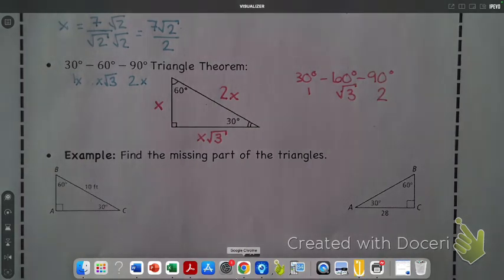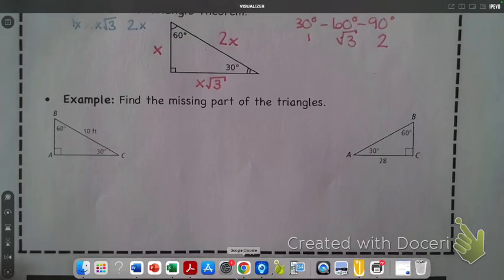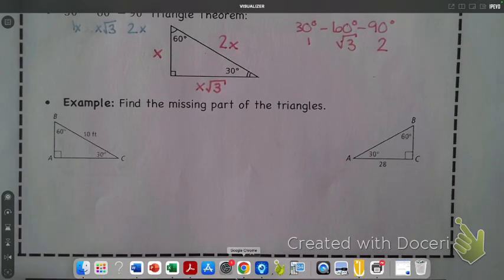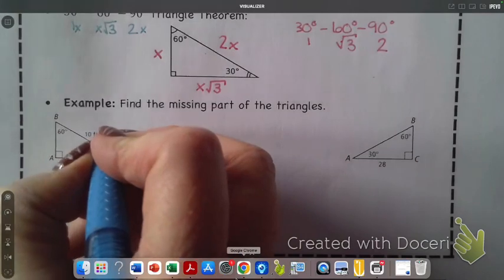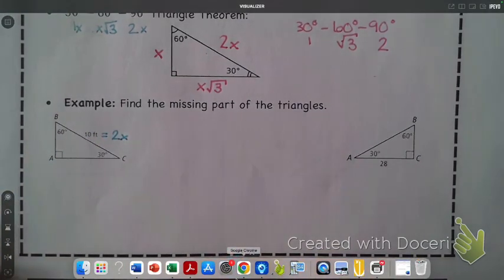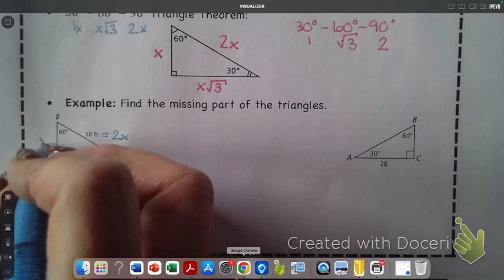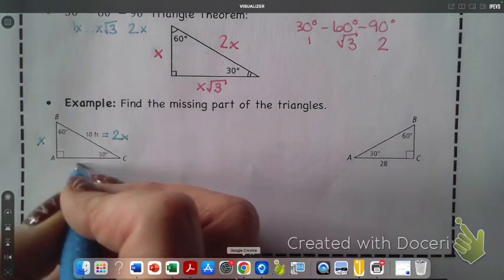So my ratios of a 30-60-90 are x, x square root of 3, and 2x. Yes, 2x. I said x is on the other and I didn't know that one. Thank you, Tristan. Okay, so first thing, what do? We know the hypotenuse is 10 feet, which is also 2x. So I label 2x. And then the 30 is x, and then the 60 is x square root of 3.